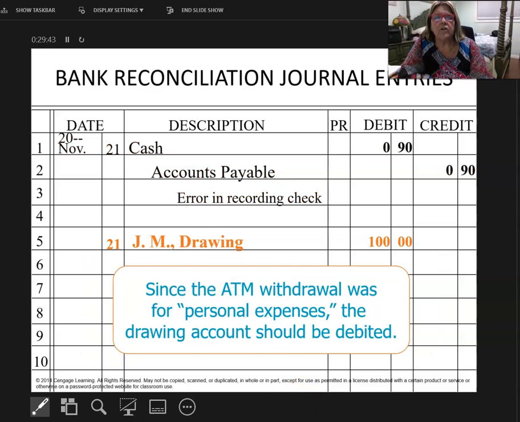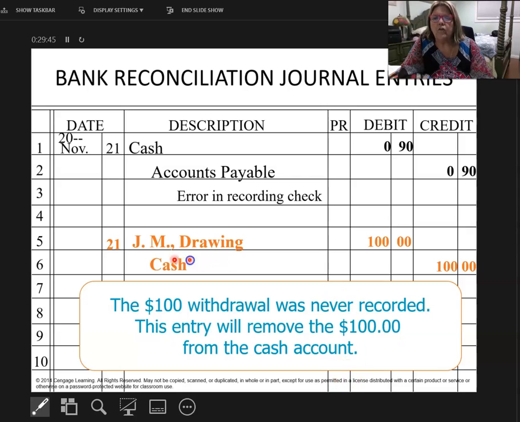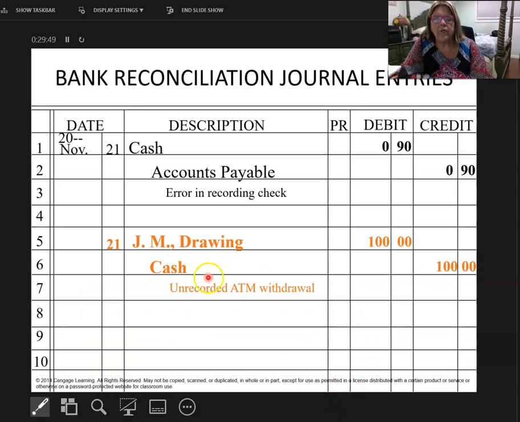Next is the $100 I took out the ATM. So I'm going to credit cash. Hold on, there's one more. Credit cash for 100 and debit my drawing account because I took it out for personal reasons.